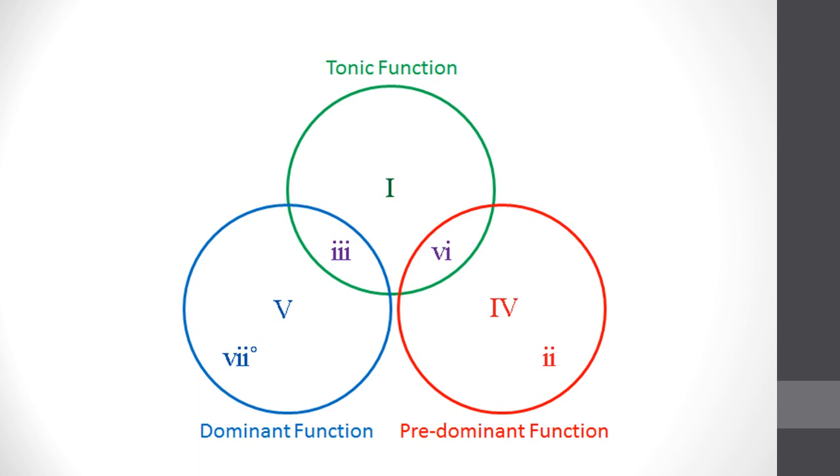The primary chords are located in the center of each circle, 1, 4, and 5. These chords have only one function. The chords on either side of the primary chords, those a third above and a third below, can have two different functions. For example, the 3 chord falls into two different circles. It can function as either a tonic or a dominant.